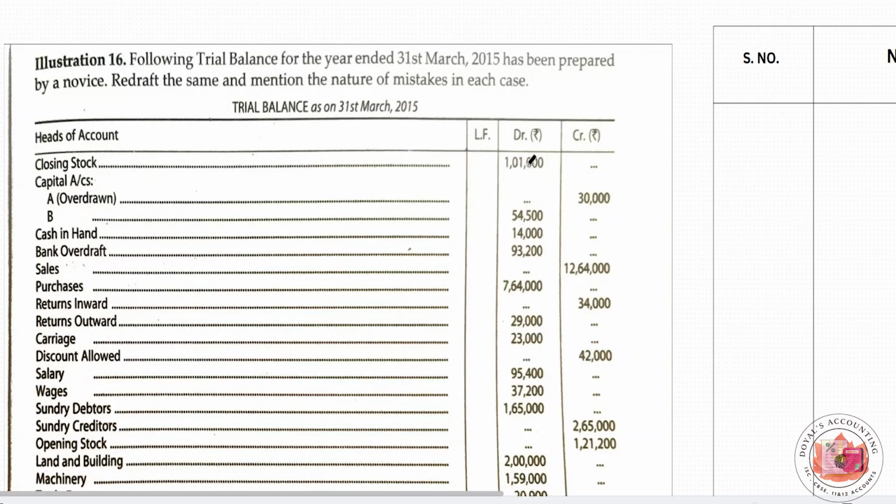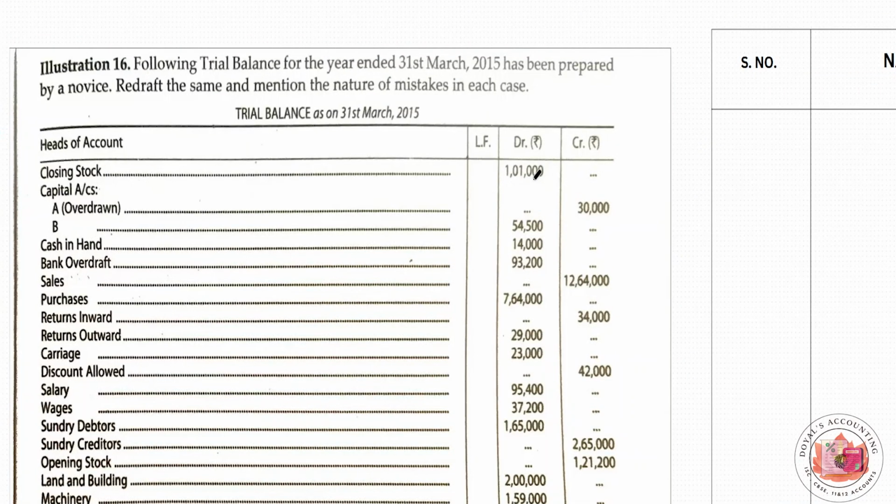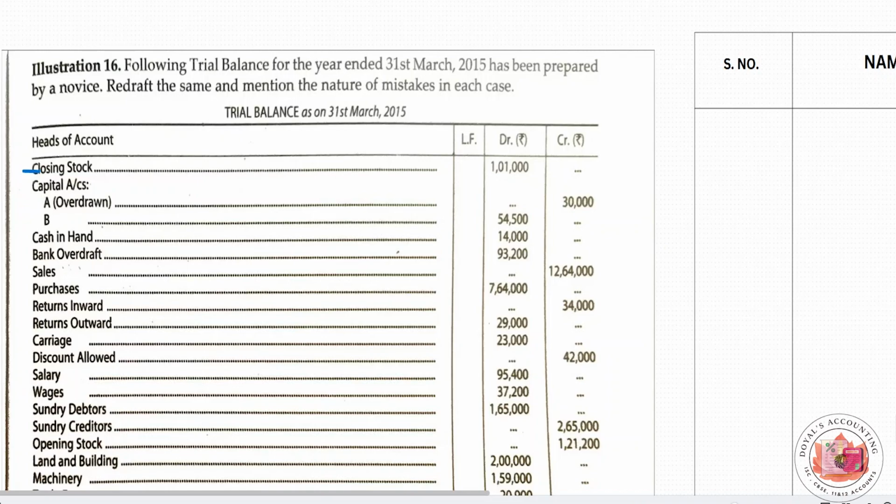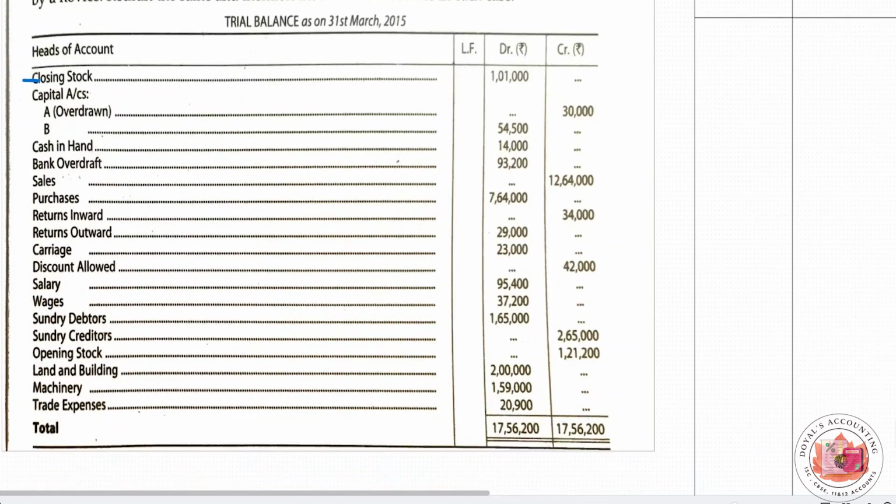Here, my closing stock has been given as 1,01,000. Usually closing stock is an adjustment and it is not mentioned in the trial balance at all. Closing stock will not be shown in my trial balance because it is an adjustment which will be reflected in my trading account. So I will not include that.